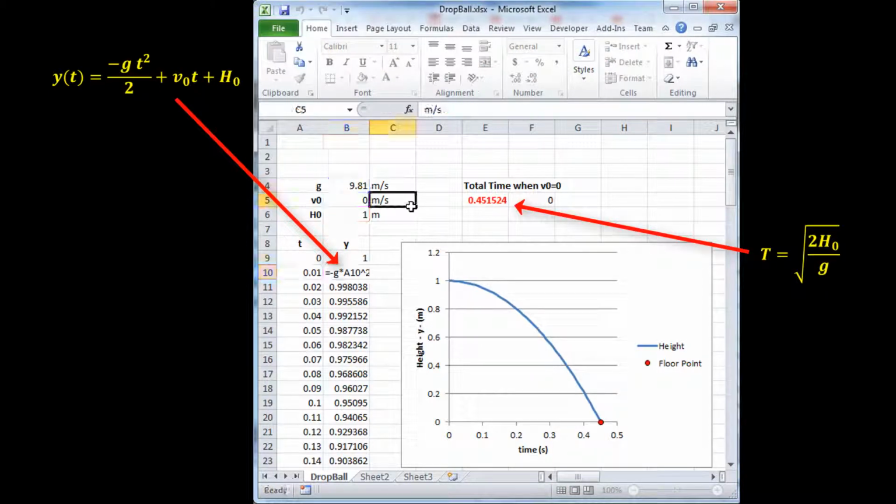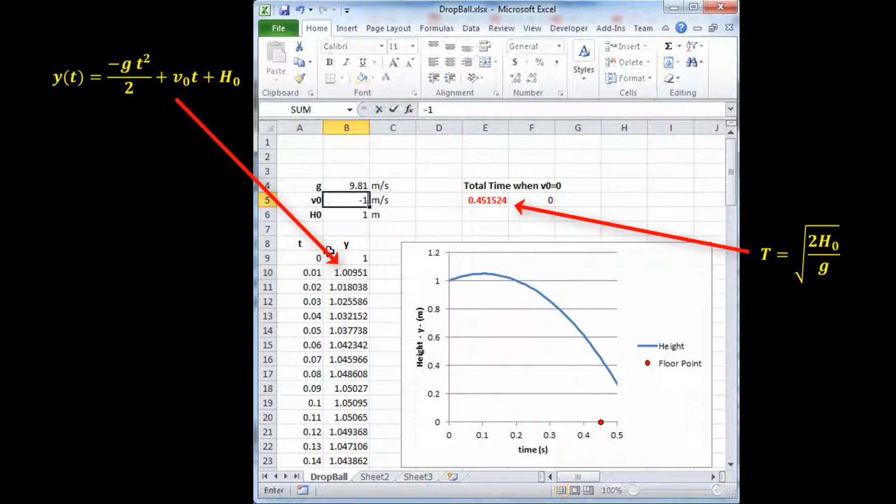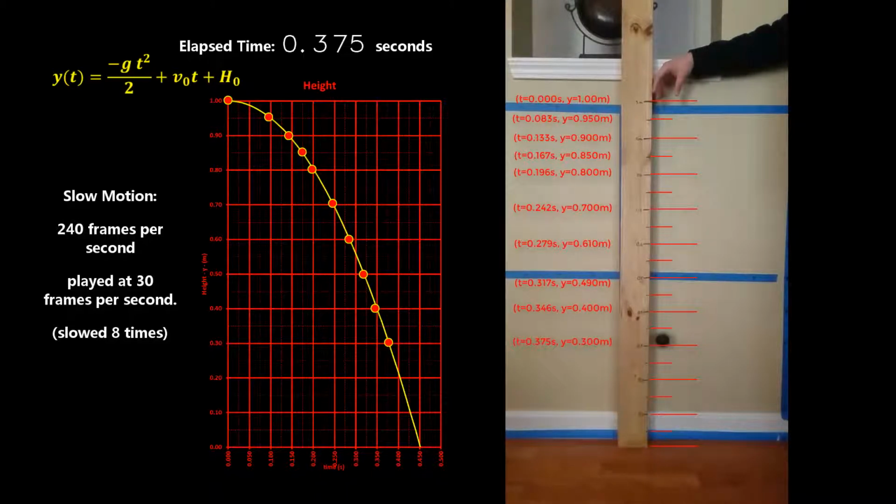And then with this part right here, we can change the different variables like height and initial velocity. But for this purpose, we're going to keep initial velocity at 0. So then we take the video of the ball dropping and we put it in slow motion, and we stop it every time it crosses a line, and then we take those points, time and position, and plot them on a curve.